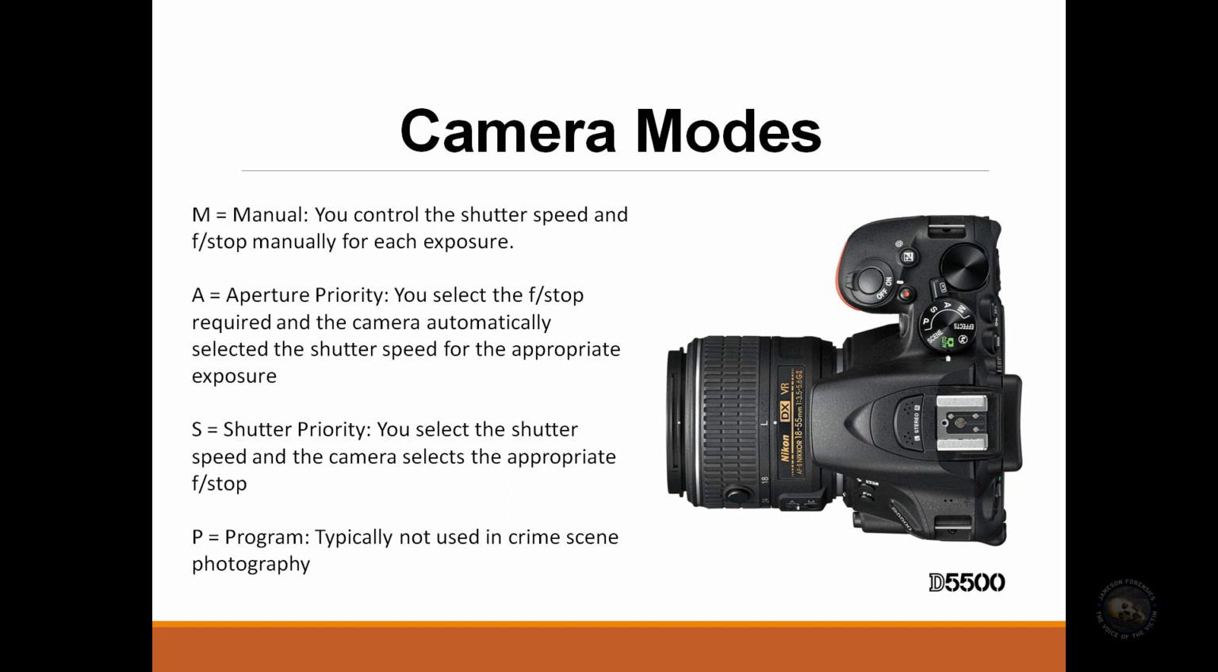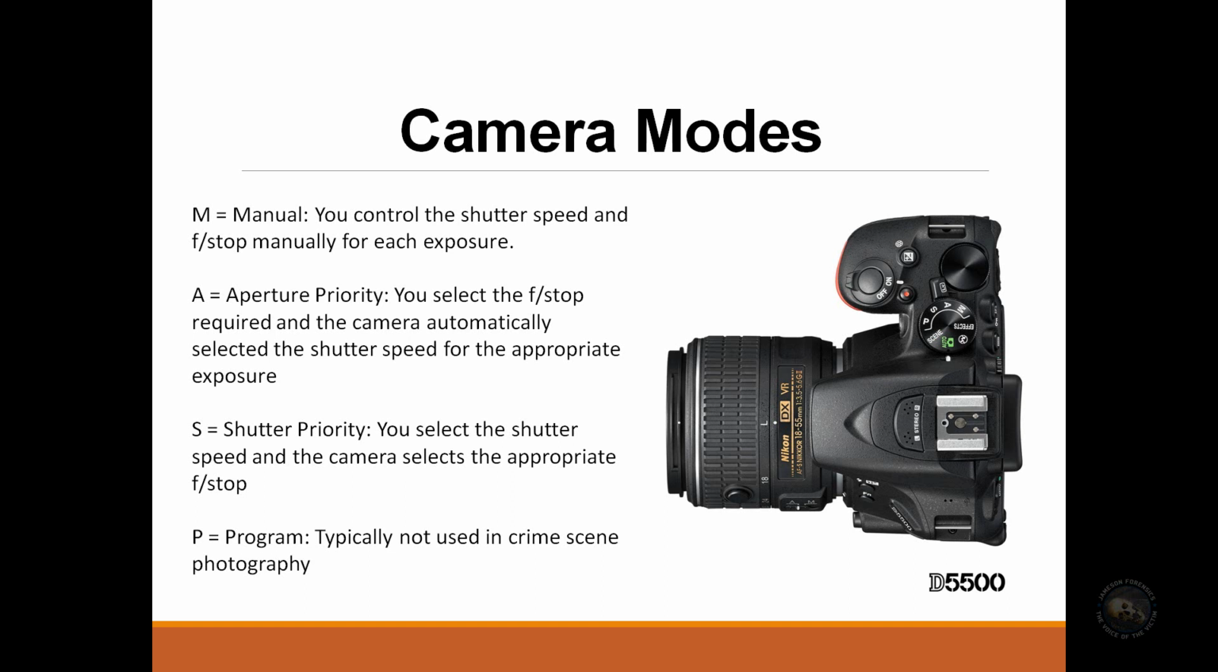So A is aperture priority. It allows you to select the f-stop and then the camera selects the shutter speed. It's really good for critical comparison photography when you want to use a certain f-stop. But I recommend that when you use this mode, please use a tripod. And S is shutter priority.